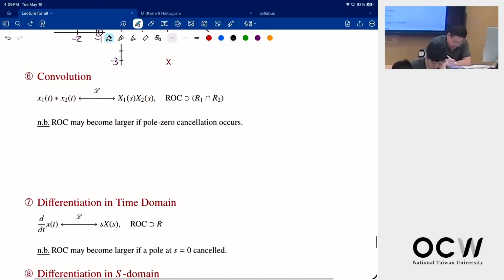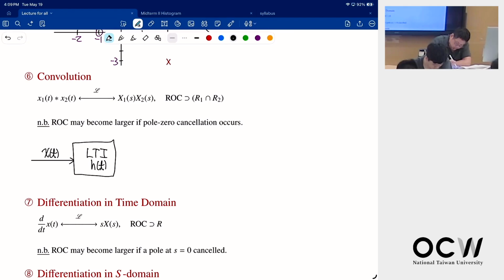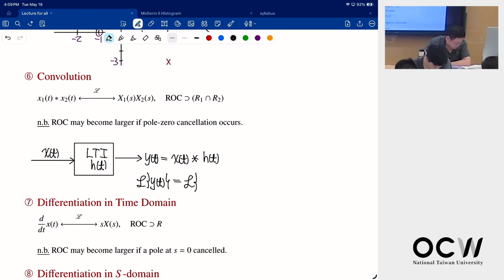So if I send X to the LTI system H, then your output is Y, that is X convolved H. When you take the Laplace transform, here is the multiplication.